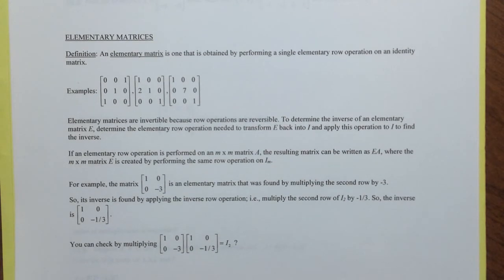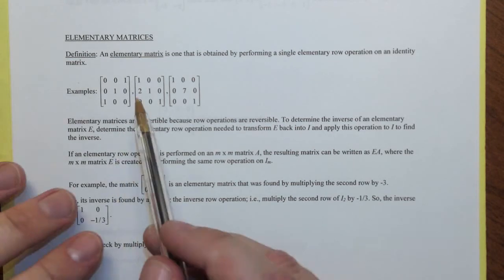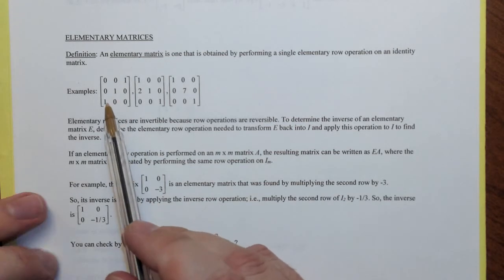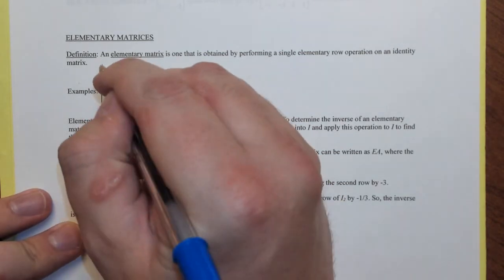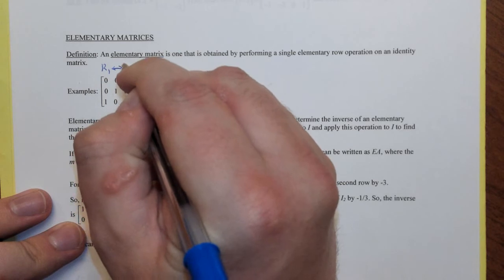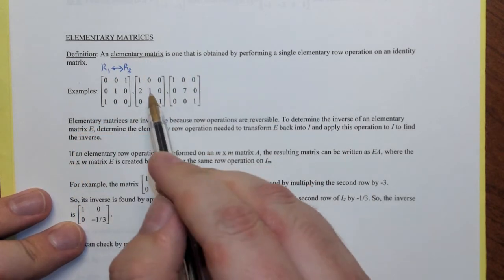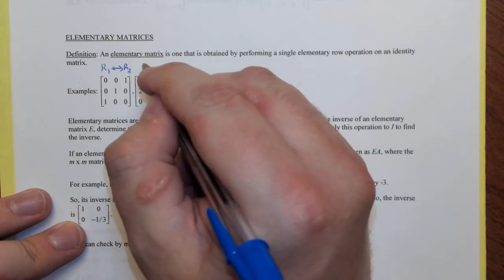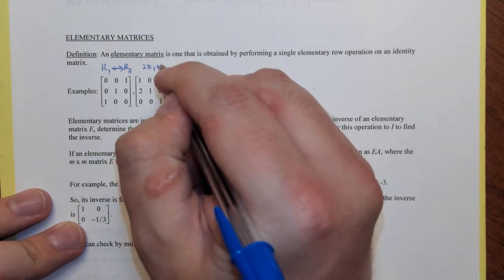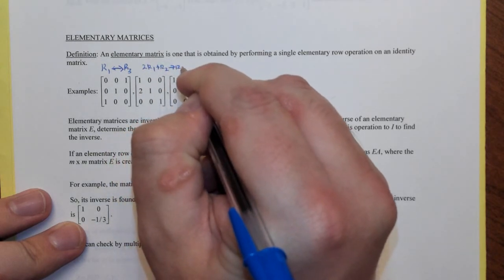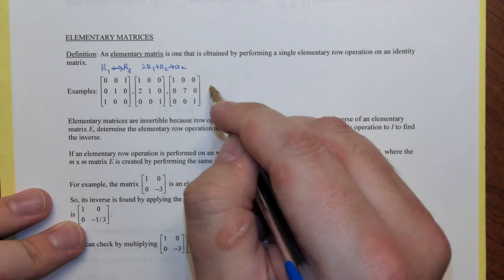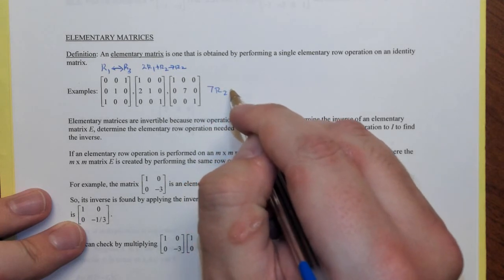An elementary matrix is one that is obtained by performing a single elementary row operation on an identity matrix. For example, this first matrix is obtained by swapping rows 1 and 3. This second matrix is obtained by adding twice row 1 to row 2 to replace row 2. And this third matrix is obtained by scaling row 2.